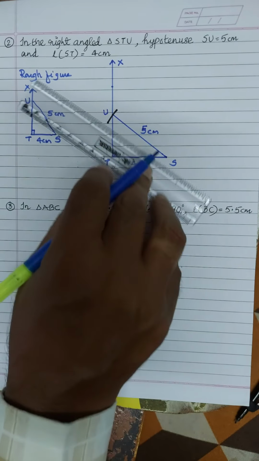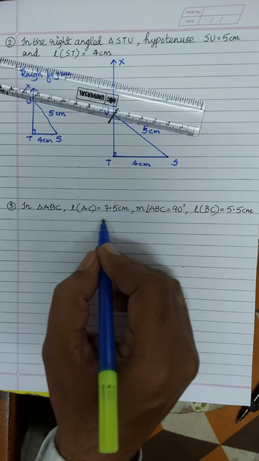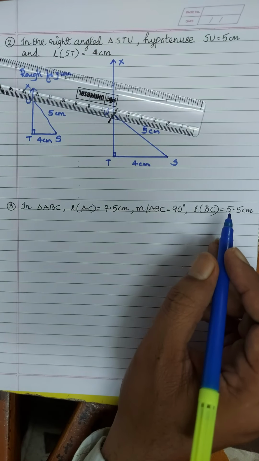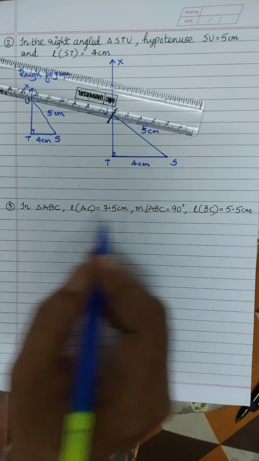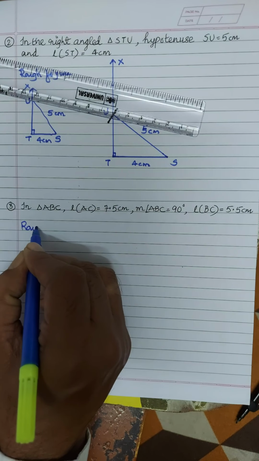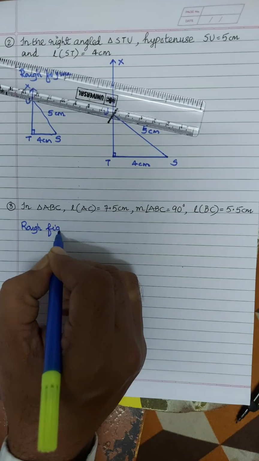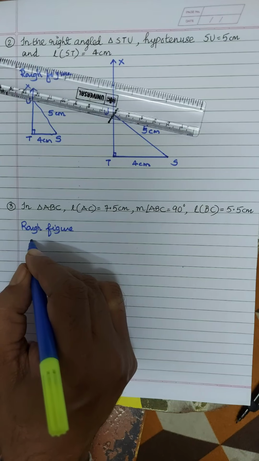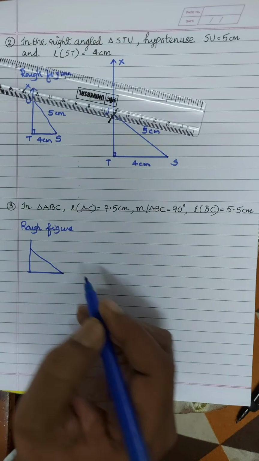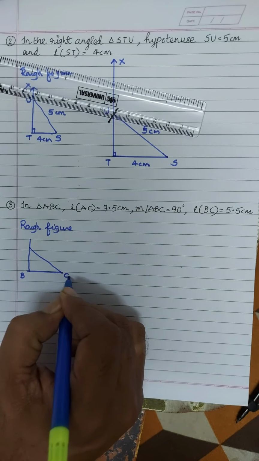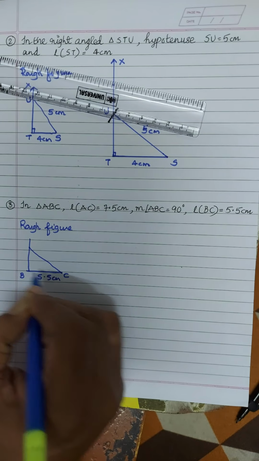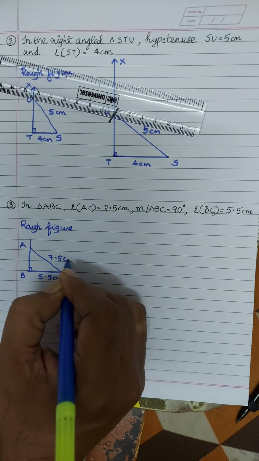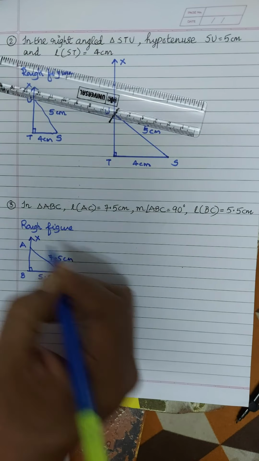So let's take the next question. In triangle ABC, length AC is 7.5, angle ABC is 90 degree, BC is 5.5. So first we take BC as 5.5. In the rough figure, we'll draw a right angle triangle. Suppose this is BC, 5.5 centimeter, this is the right angle, and this is A, 7.5 centimeter, and this is our point X.